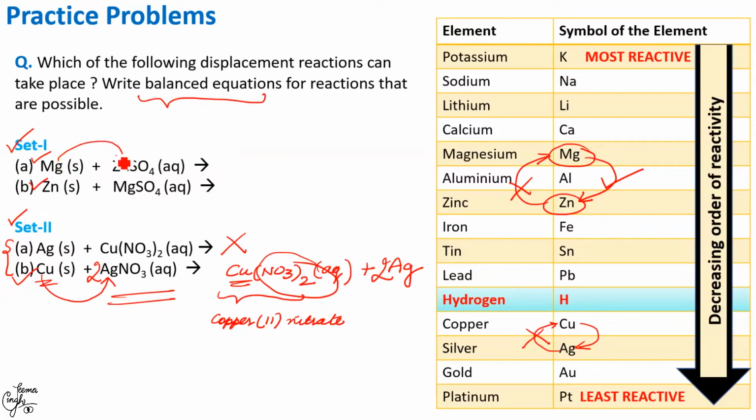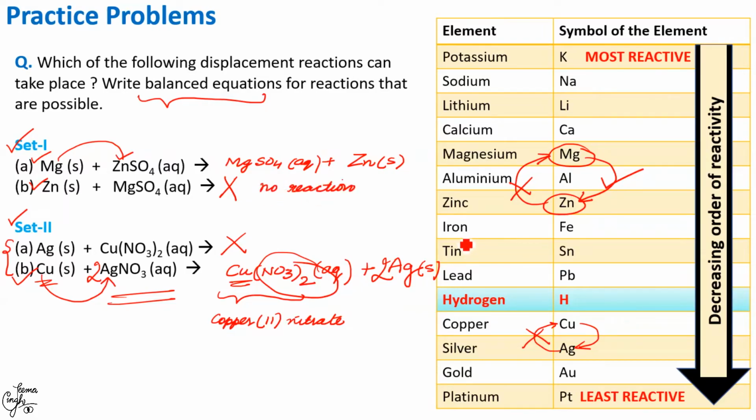Magnesium is going to displace zinc and you get MgSO4 aqueous and zinc is precipitated out, which will be in solid form. Here silver will be also in your solid form, right? Just check the balancing. This is already a balanced equation. Coming to the second part, this is not going to take place. You can either put a cross there or write no reaction. I would suggest you write no reaction.